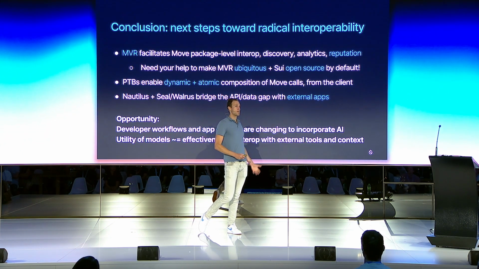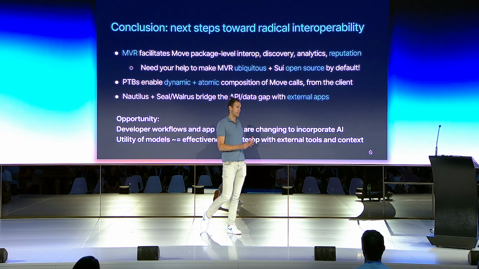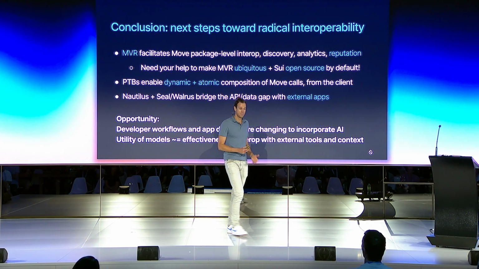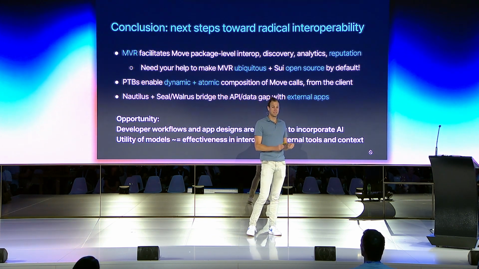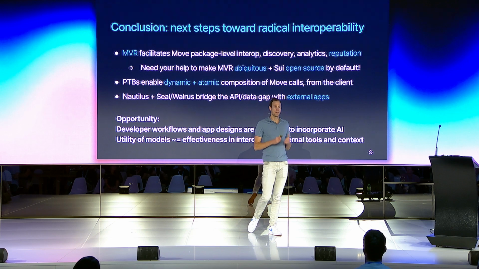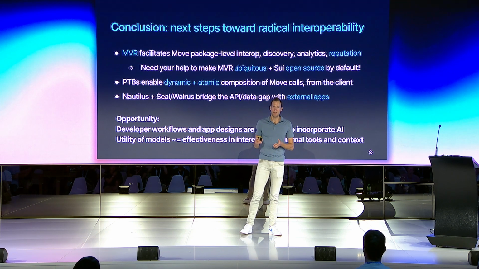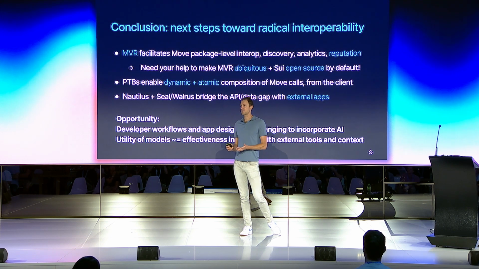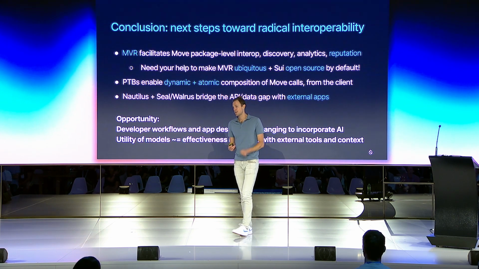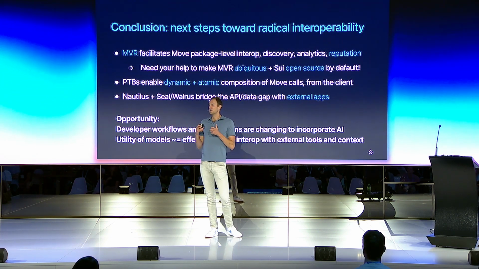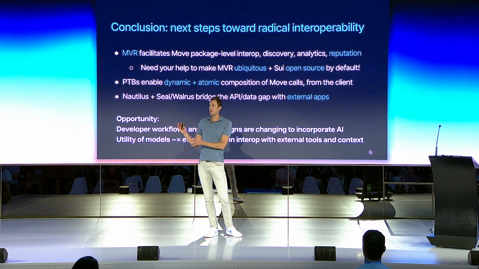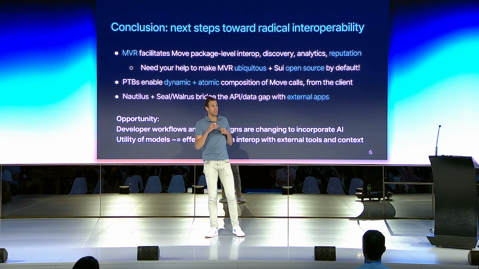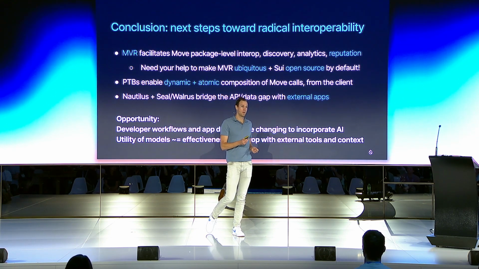PTBs enable dynamic and atomic composition of Move calls from the client side. I think we all know and love them. Nautilus and Seal and Walrus bridge the API and data gap with external apps that previously made it hard to do anything that wasn't just bringing the whole app inside of Web3. And I think people in the space, when they talk about this, think we'll just take everything that exists in the real world and bring it into Web3, or we'll disrupt the Web2 version with the better Web3 version.